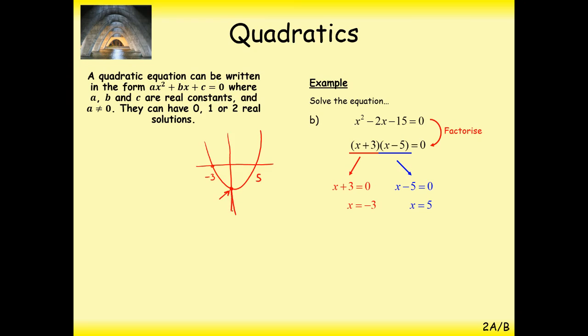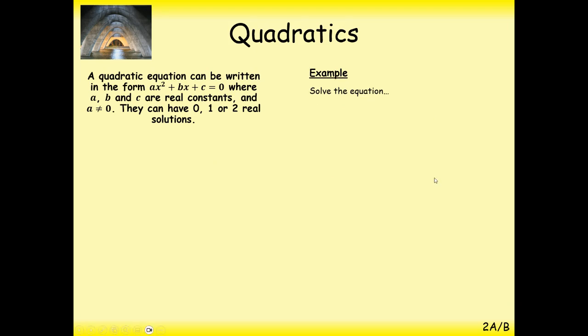This is important for chapter 4 when we have to plot graphs, or even chapter 3 and so on. To find the coordinate of the y-intercept, you set x equals 0 and you substitute it into this equation. 0 here and here makes this y value equal to minus 15. So I know that the y-intercept is actually minus 15 because of that 15 there. All right, so let's look at another example.